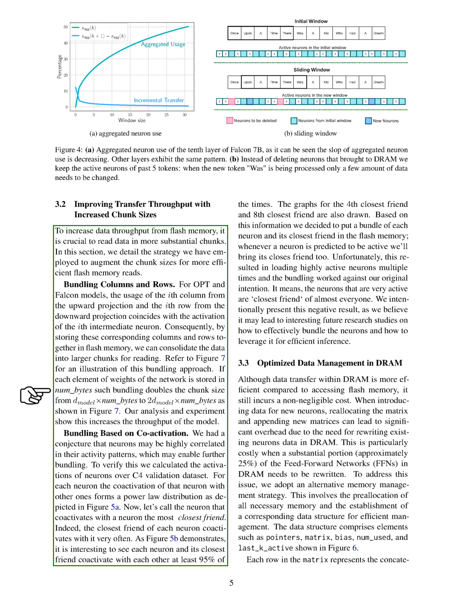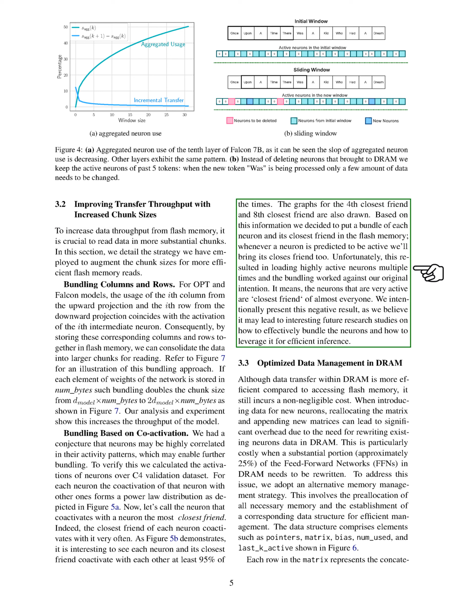We found that each neuron's co-activation with other neurons follows a power law distribution. We then identified the neuron that co-activates most frequently with each neuron, calling it the closest friend. Interestingly, each neuron and its closest friend co-activate with each other at least 95% of the time. However, when we tried to bundle each neuron with its closest friend in flash memory, we ended up loading highly active neurons multiple times. This was counterproductive, as these highly active neurons were the closest friend of almost everyone.